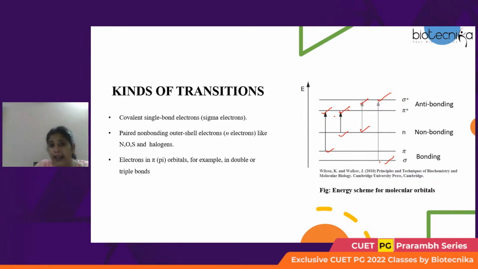And the gray arrows here are representing the transitions which are not in the UV visible range. You need more energy. Like near the X-ray range, you need X radiation. So this is a very important concept you have to remember.